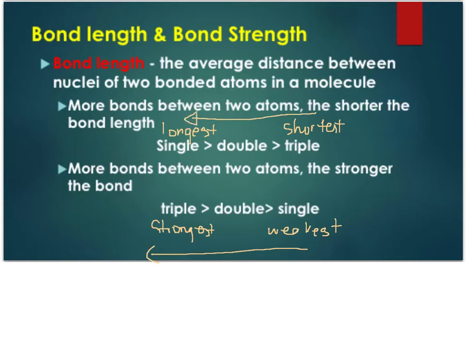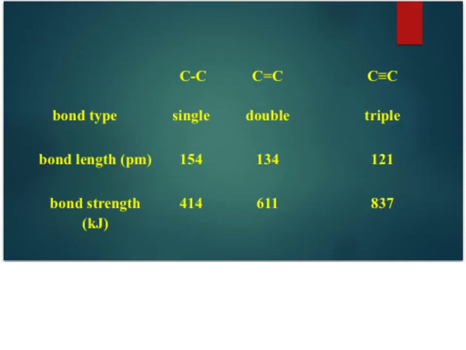Agreed? All right, now let's look at a table. And if you look at the table here, doesn't it show that same thing? All right, so if you look at the bond length for single bond, double bond, triple bond, long to short. Look at the bond strength, weak to strong. Does that make sense to you now? Okay, and that's what we need to know about bond strength and bond length.